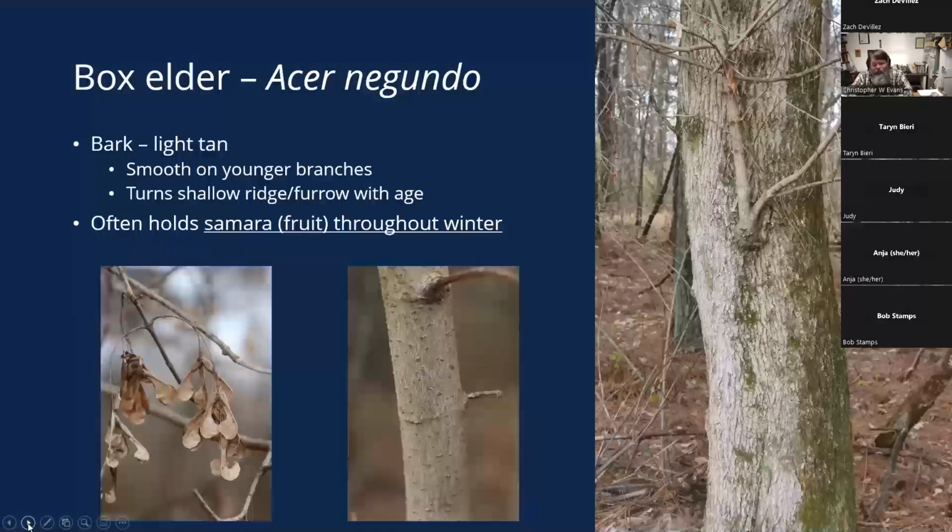The bark on box elder on the bigger branches is going to be a light tan. It's typically really smooth on younger branches with some raised lenticels. And then as it ages, it turns kind of a shallow ridge and furrow with age.